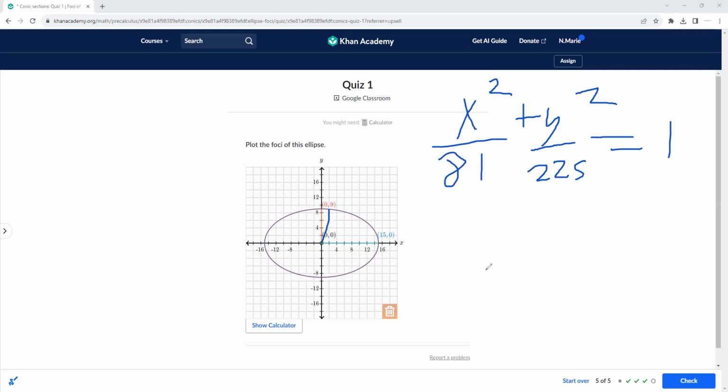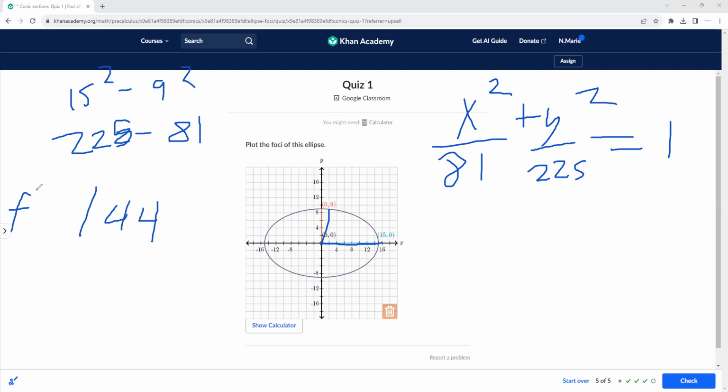Okay, to find the foci, I need to do the bigger number minus the smaller number. So it is 15 squared minus 9 squared, which gets you this. And so 225 minus 81 is 144. So your f squared is equal to 144. When you take the square root of that, that's plus or minus 12. And so you need to plot that on your graph.